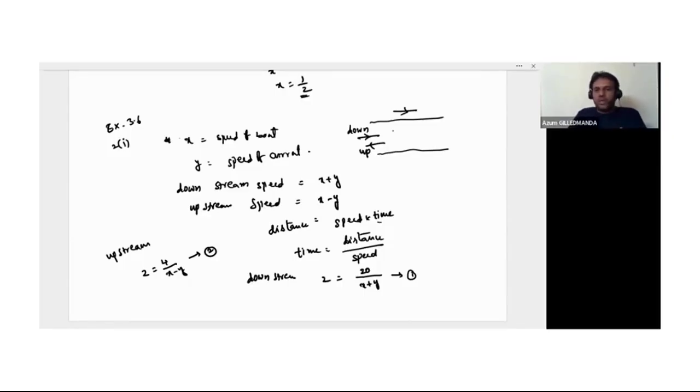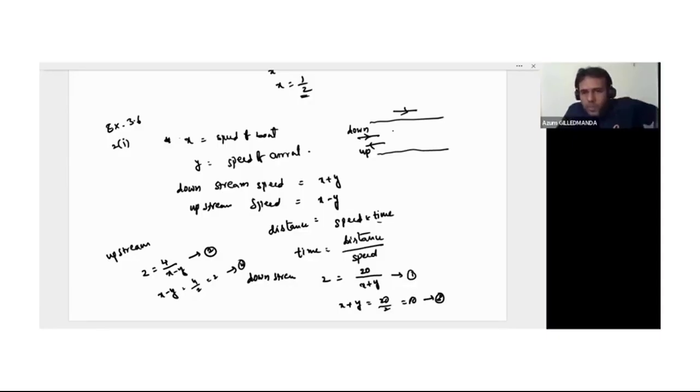Now, if you simplify this, X plus Y becomes 20 by 2, that is 10. This is your new equation. Let's say that is equation 3. Now here, X minus Y becomes 4 by 2, which is 2. That is your equation 4. Now solve 3 and 4. You will get the answer.